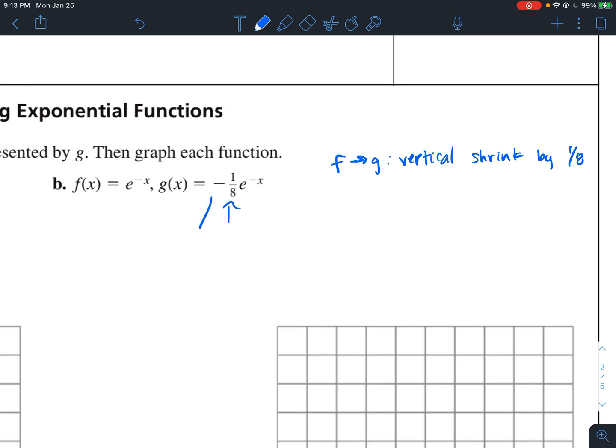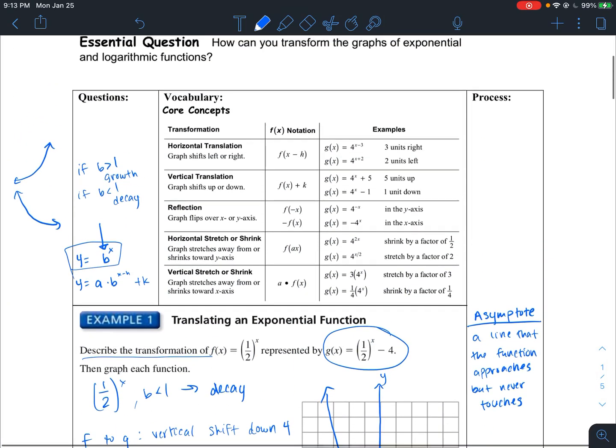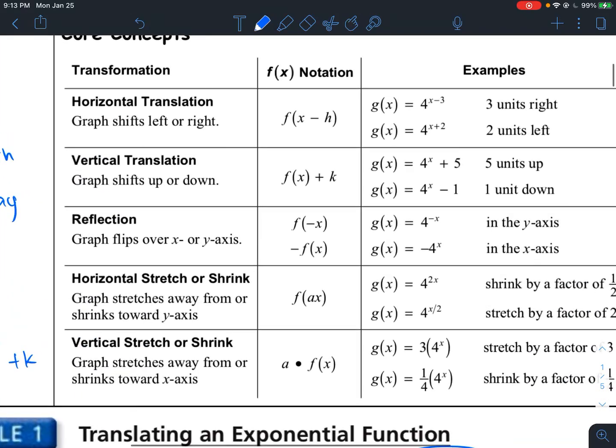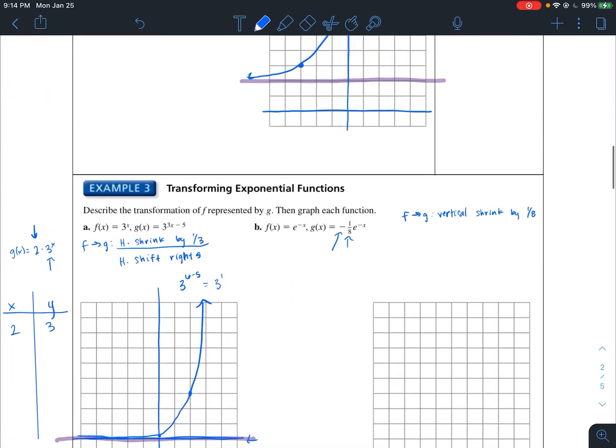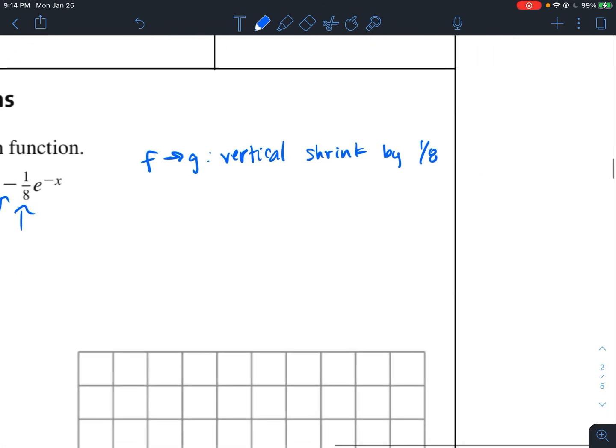Now, there's one more transformation, that's the negative. If we multiply by negative, this time it's outside, not inside, which means it's a reflection in the x-axis. So this is a reflection in the x-axis.